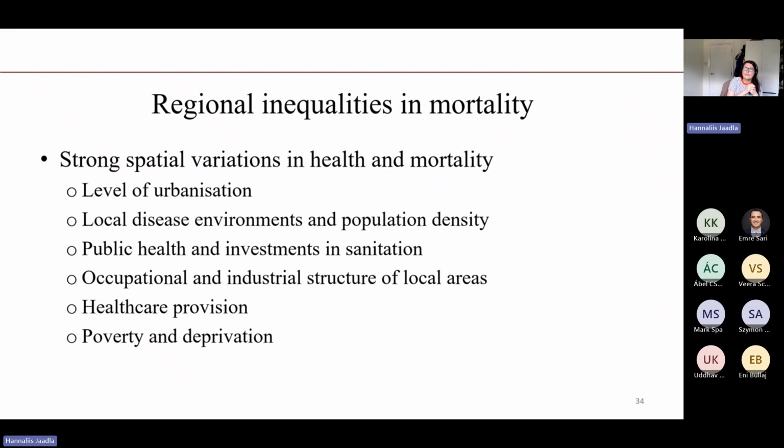There's a difference in local disease environments, and population density and overcrowding are important determinants of poor health in that context. There can also be very large differences in sanitation and public health investments. The local occupational structure and labor market opportunities really influence different aspects of the demographic makeup of the region or the districts. At a certain point, healthcare provision becomes very important and how that influences health outcomes. And of course, important information about poverty or areas of deprivation that are in a way clusters of poor health. And it's not only about the population composition, it might also be something about the areas themselves.